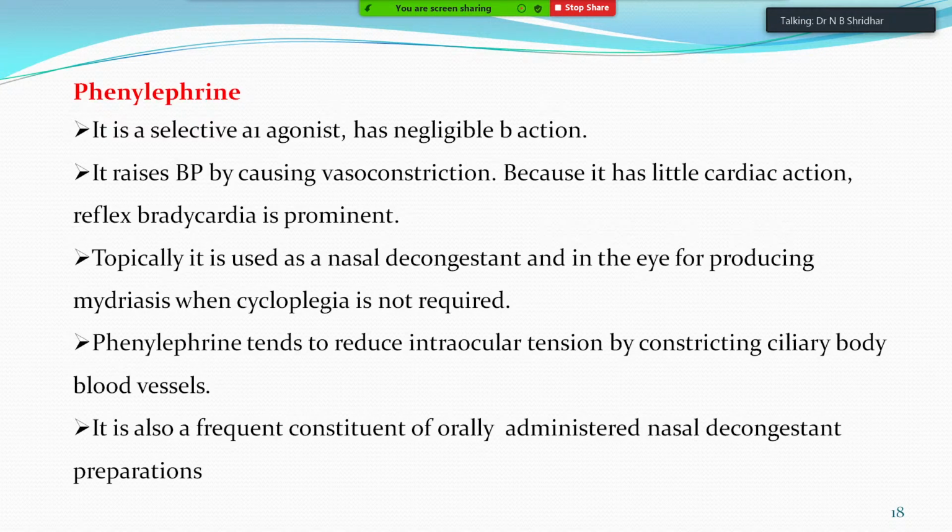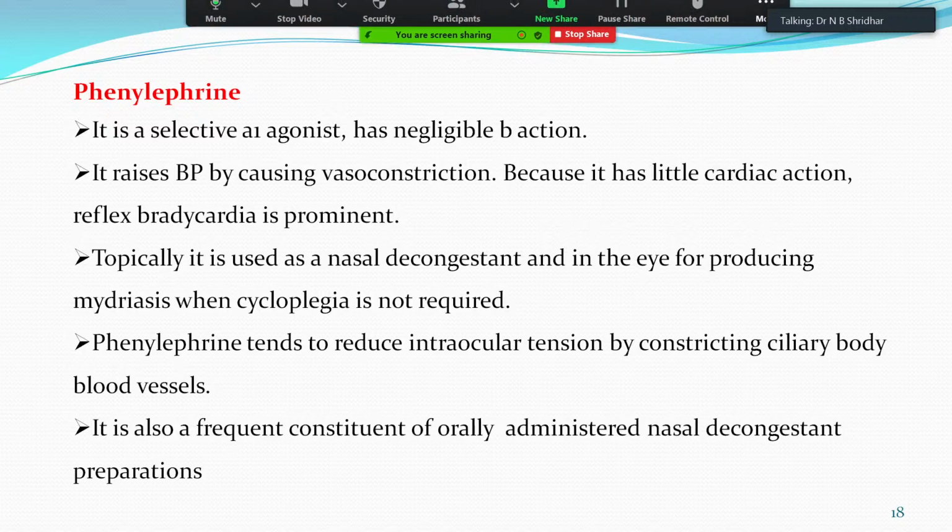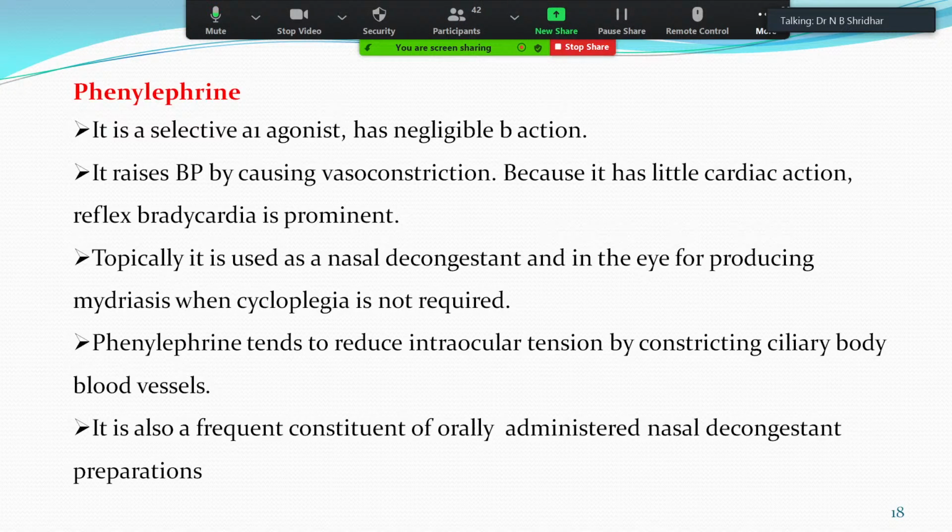then reflex bradycardia is very prominent, and topically it is used as a nasal decongestant, and in the eye producing mydriasis when cycloplegia is not required. Then phenylephrine tends to reduce intraocular pressure by constricting the ciliary body and the blood vessels. So it is also a frequent constituent of orally administered nasal decongestant tablets or preparations.